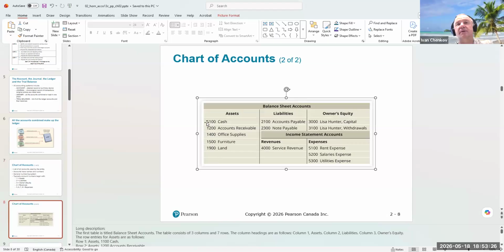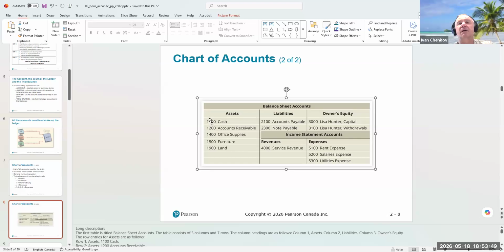As you can see, this company is using thousands. So they have 999 options for assets. And 1100 is cash, 1200 accounts receivable, 1400 office supplies, 1500 furniture, 1900 land.